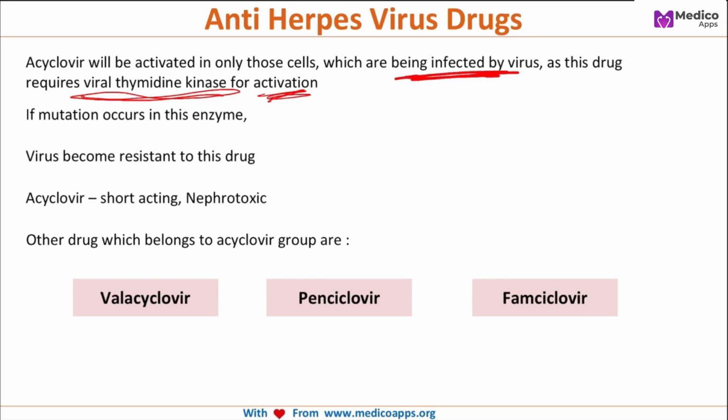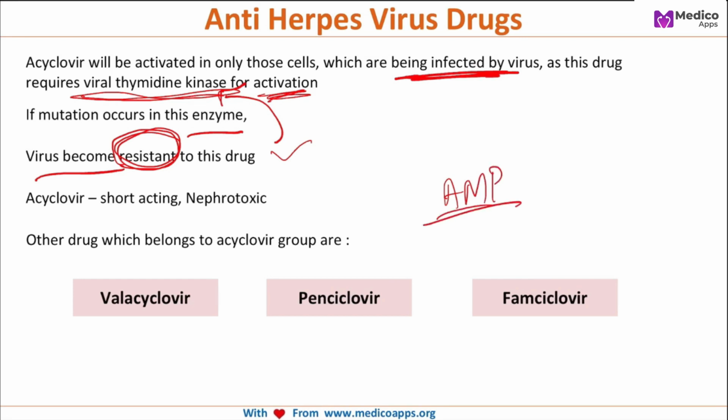Okay, if mutation occurs in this enzyme, then the virus will obviously become resistant to this drug, because this drug is dependent on viral thymidine kinase, which we have seen helps in the conversion of acyclovir to acyclovir monophosphate, right? If at all there is a mutation in this enzyme, then the virus becomes resistant to acyclovir. Now, acyclovir is short acting and is a nephrotoxic drug. Other drugs which belong to the acyclovir group are valacyclovir, penciclovir and famciclovir.